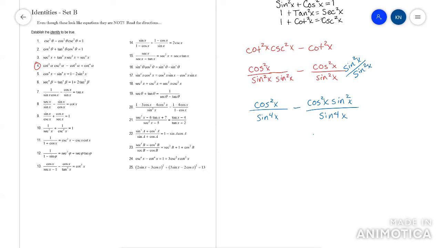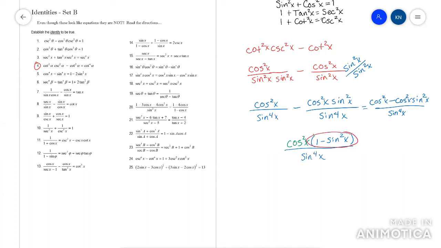All right, so now you're here and you can combine the numerators. So it's going to be like cosine squared minus cosine squared sine squared all over that sine 4. You can GCF on top here. You can GCF a cosine squared out. It's going to leave 1 minus sine squared. And it's all over that sine 4.